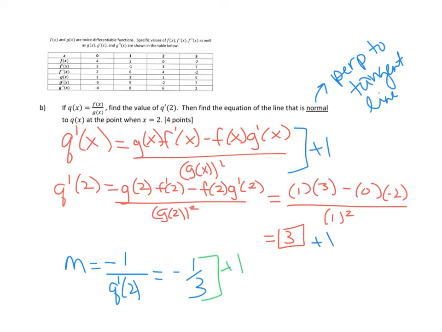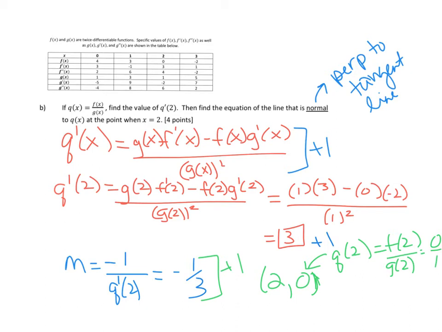Last thing I need to do is find the equation of that line. So I'm going to use that slope, and I'm going to use the point. So I have x equals 2. And in this case, I can find my second value here by doing q of 2, because we're finding the line normal to q. In order to do that, I get f of 2 over g of 2. F of 2 is 0. G of 2 actually doesn't matter because I have a 0 on the top, but it's 1. So my answer right there is going to be 0.